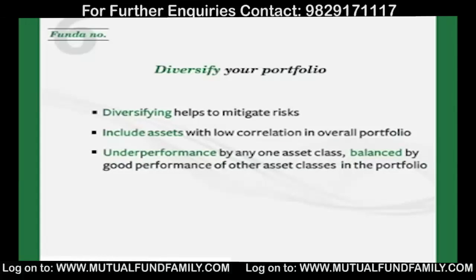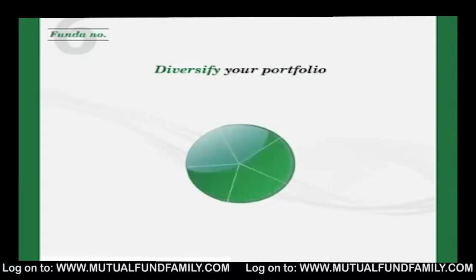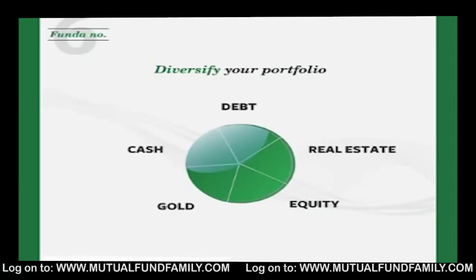This ensures that underperformance by any one asset class is balanced by good performance of other assets in the portfolio. For example, a downturn in the equity market can be probably offset by good performance by other asset classes such as gold, real estate, etc.